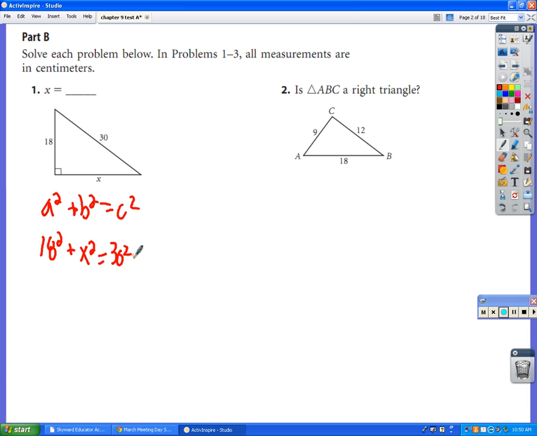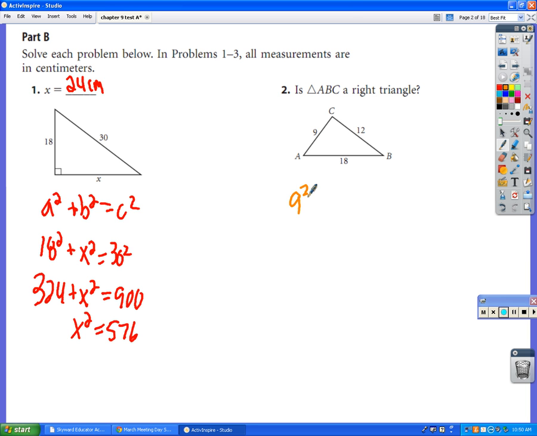All right, so what's 18 squared? 324. 30 squared is 900. So I already solved that for x. Okay, subtract 324 from both sides, so x squared equals 576. And if you take the square root of that, you get that x equals 24 centimeters. So that's just using the Pythagorean theorem, okay, which we've been doing for the last couple of weeks, so hopefully you're good with that. Yeah? Okay? All right.